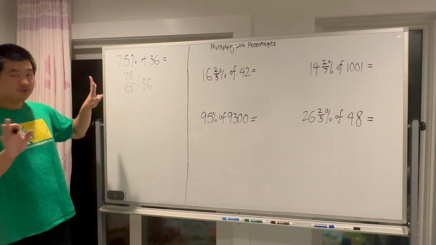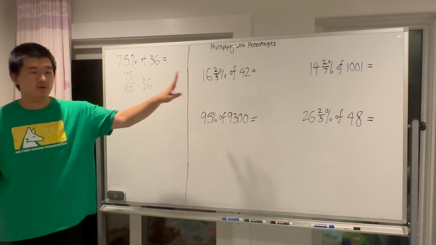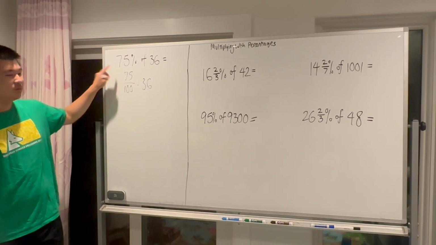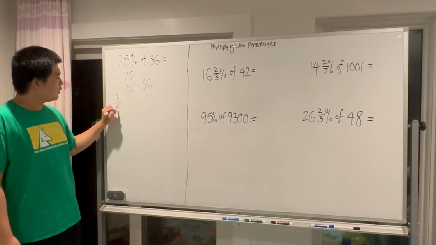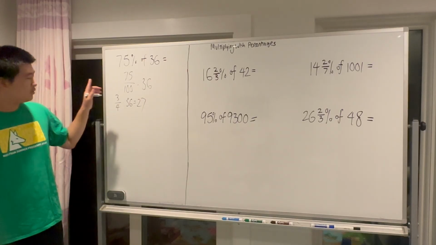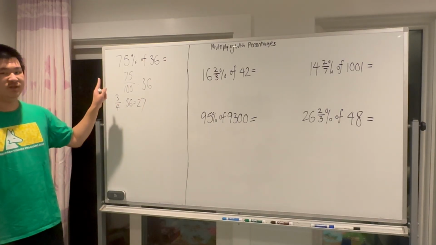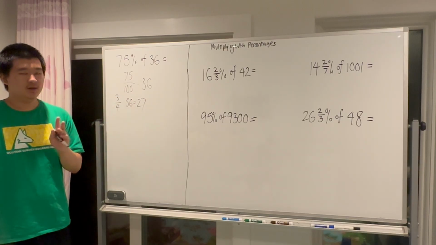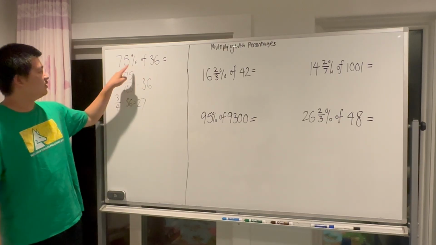Because, well, there's two ways to do this question, and there's two ways to do all of these questions. Now, for this question, you can recognize 75% is just 3/4. 3/4 times 36, that's pretty easy, it's just 27. But you could also, if you don't recognize this as 3/4 immediately, just do 75 times 36 over 100. In other words, multiply these two numbers, divide by 100.